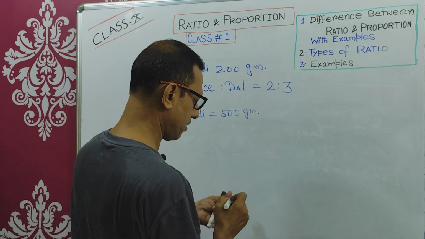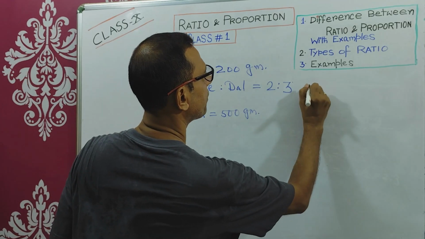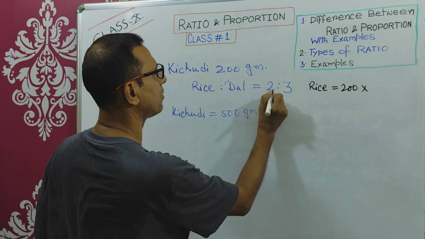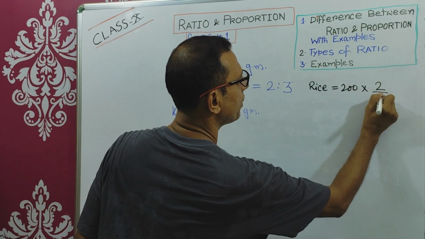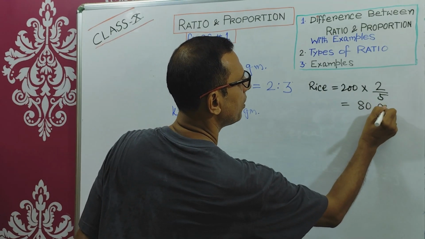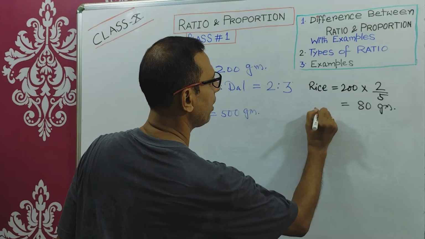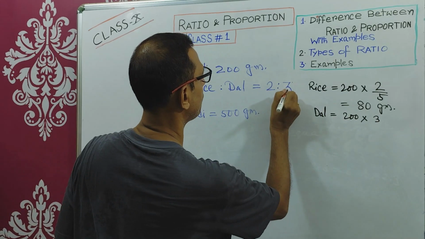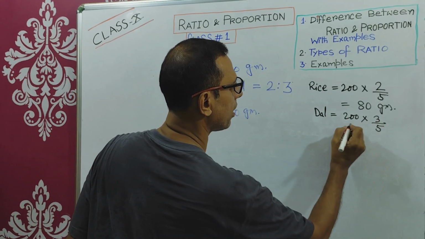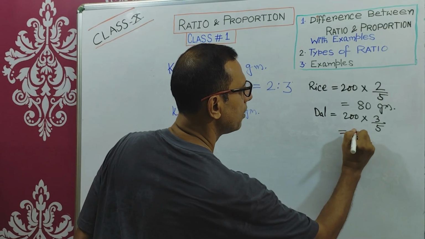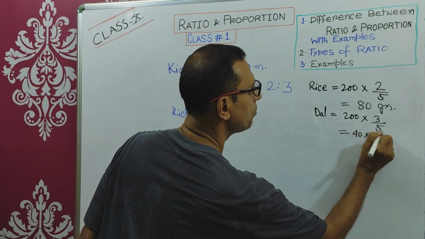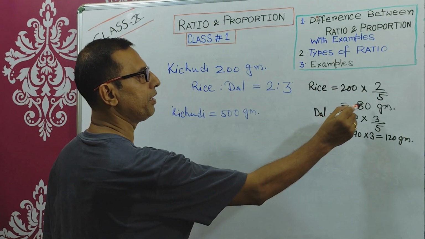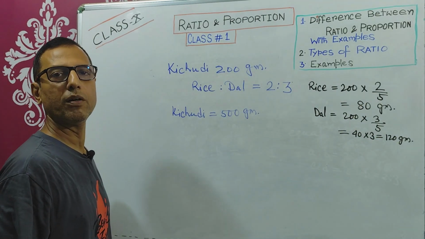So you need rice equals the total quantity of khichdi, 200, into 2/5 of the total khichdi. That means 80 gram. You need rice 80 gram, and dal is 200 into 3/5. 2:3, so 3/5. This is absolutely the concept of fraction that you already know. So 40 into 3 equals 120 gram. So to prepare 200 gram khichdi, you need 80 gram of rice and 120 gram of dal.